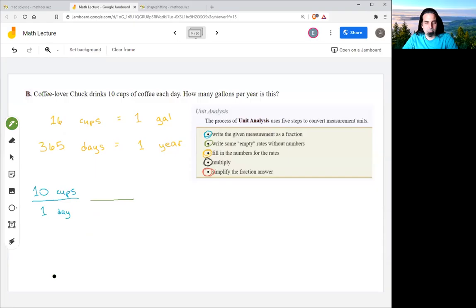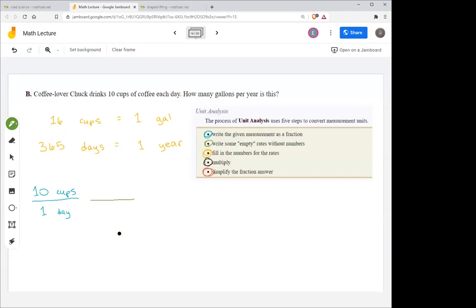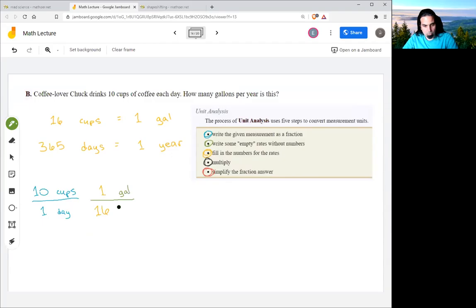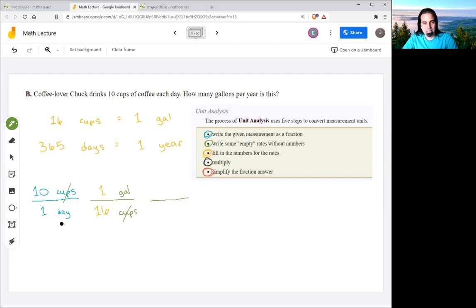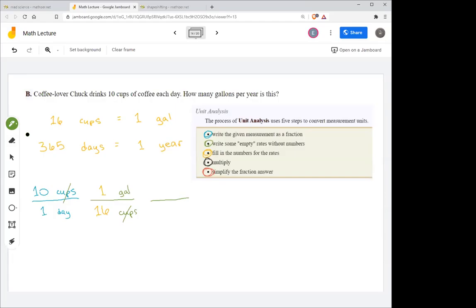Okay, so cups was on top. There are 16 cups in 1 gallon. So 1 gallon over 16 cups. And you did that. So cups was on the bottom and on the top, so they could cancel with each other. So now we need to deal with the days. Days is on the bottom. So would it be 365 days on top in 1 year? Yes.